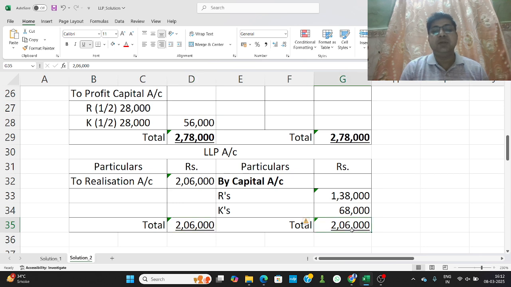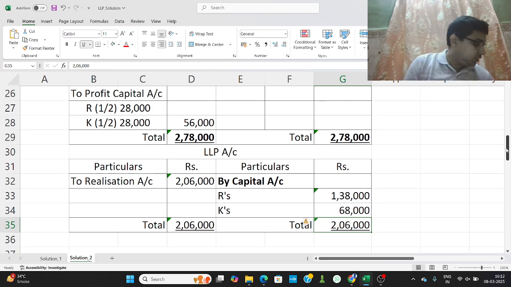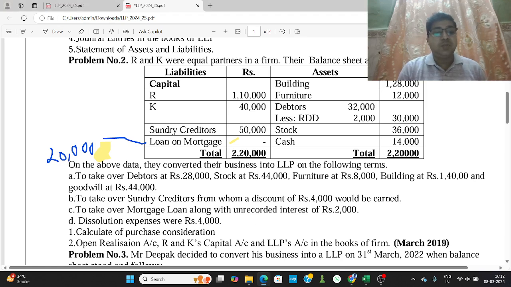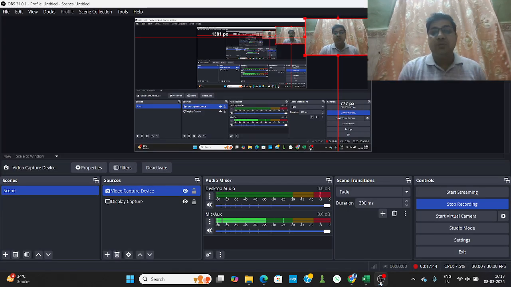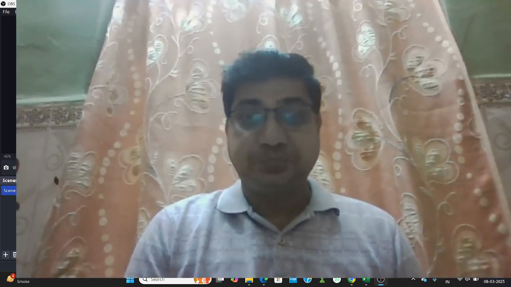Then we have to close, so both sides will tally. This way we have to prepare these accounts. After recording this, they did not say that you should prepare the balance sheet. The question was to calculate the purchase consideration. We recorded the realization account, R's and K's capital accounts, and the LLP account also. So I hope you understood this particular problem. Okay, so we will discuss the further problem in our next lecture.